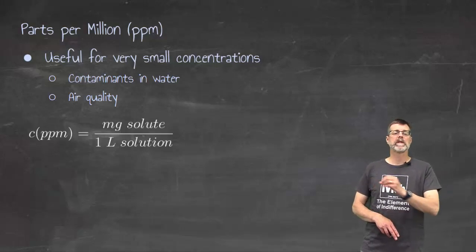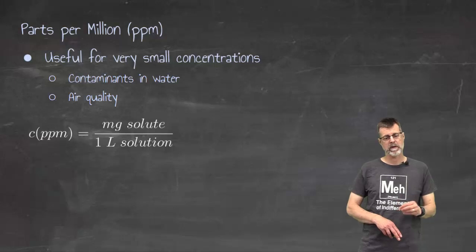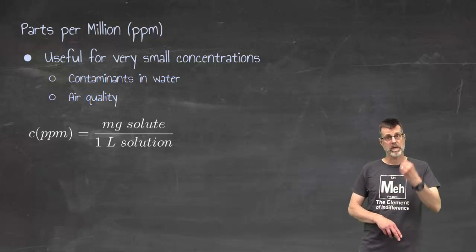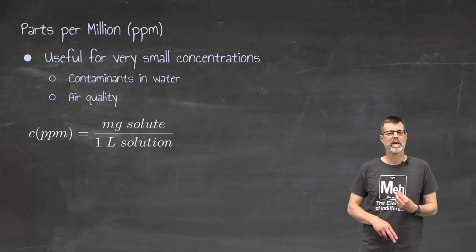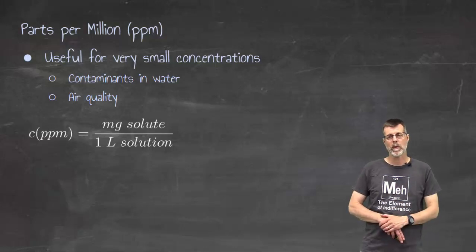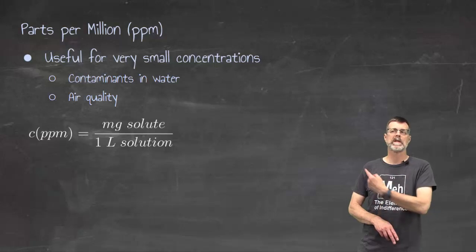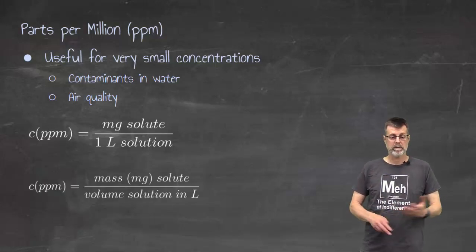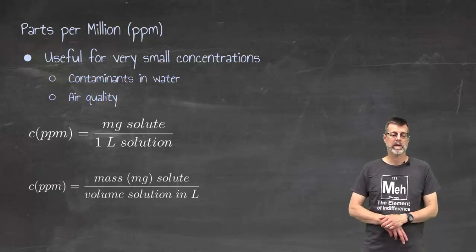That one specifically is the milligrams of the solute in 1 liter of solution. Keep an eye on the units. This is where I'm going to be trying to trip you up a little bit, is playing with the units. It's got to be milligrams in liter. So another way I can write it is the mass in milligrams divided by the volume in liters.